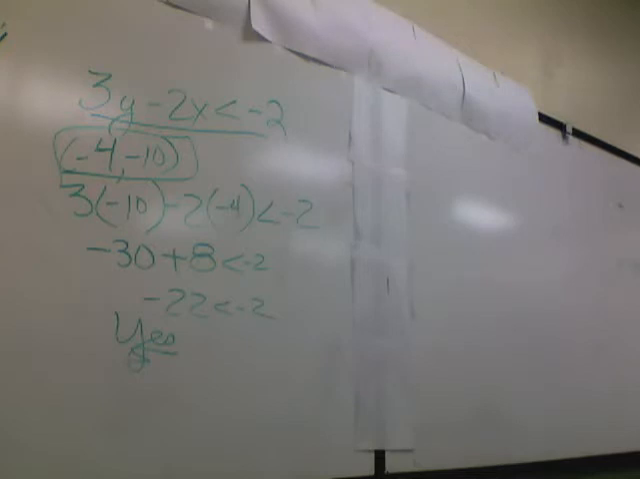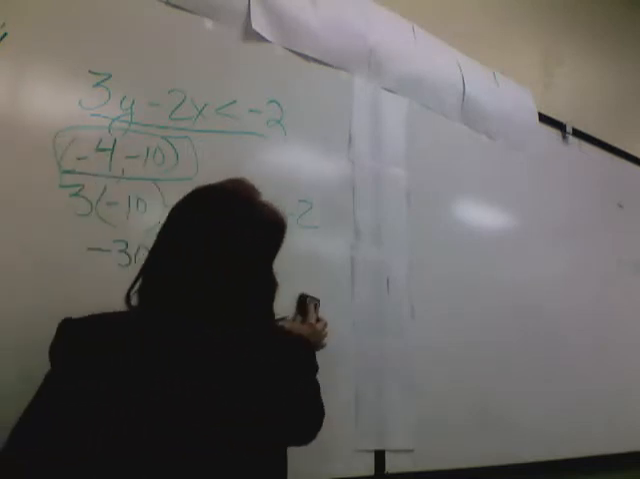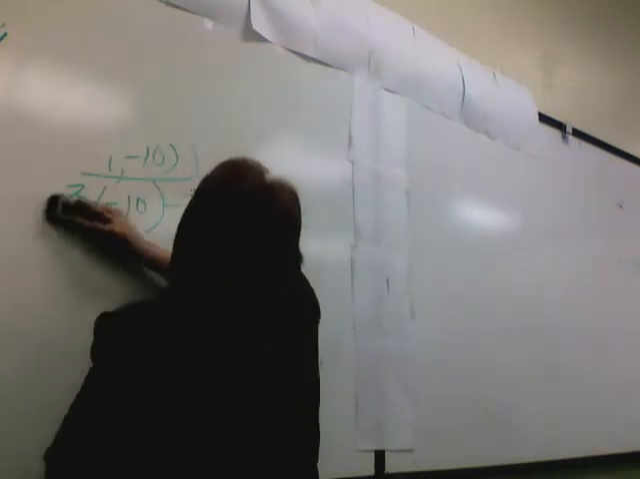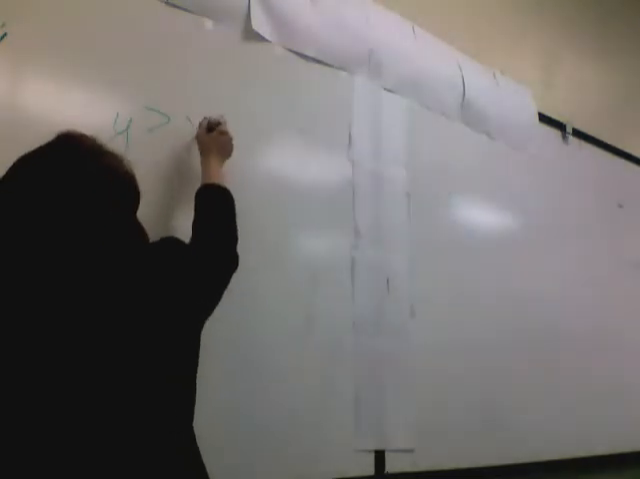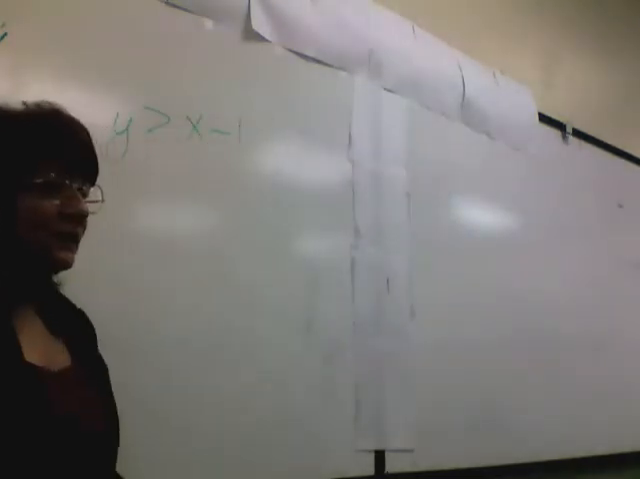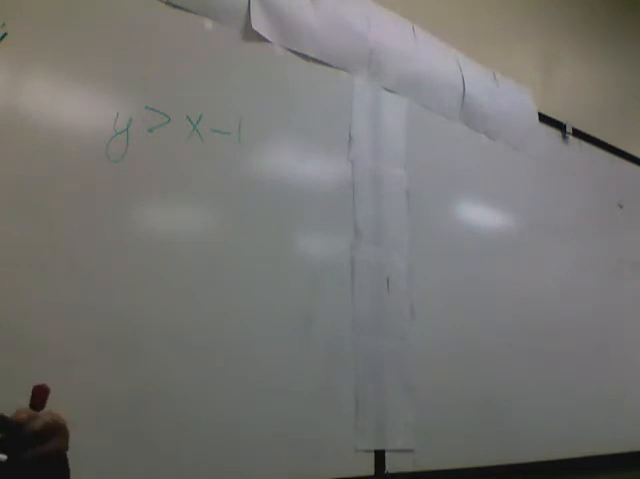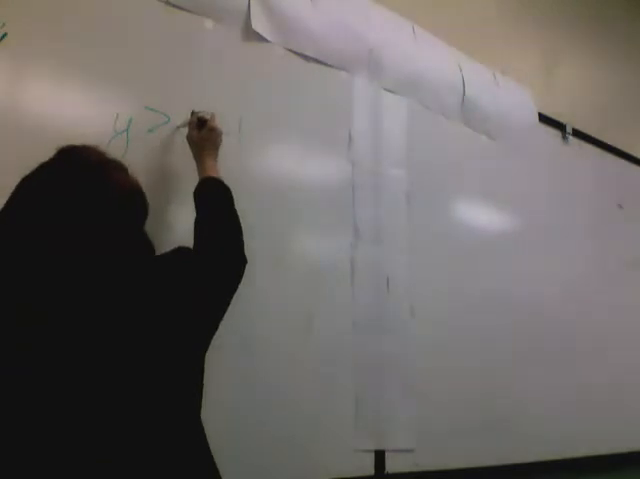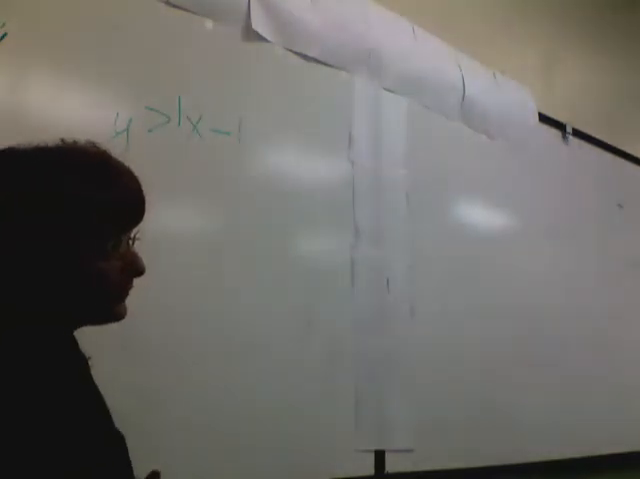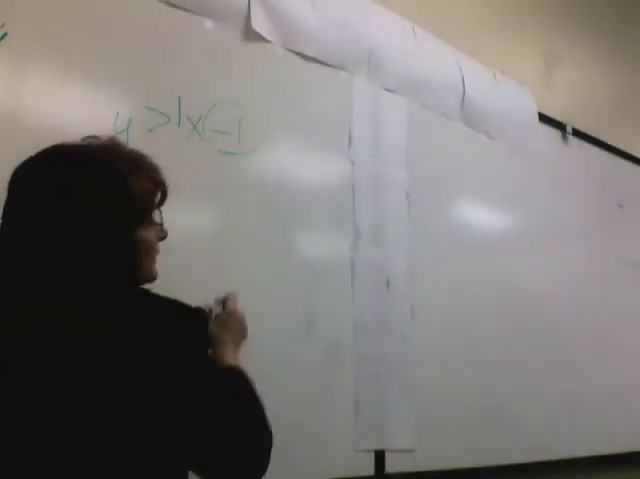Okay, we're going to graph some inequalities. We have y is greater than x minus 1. Let me erase this. Y is greater than x minus 1. If this were an equation, what would the slope be? 1. Slope is 1. And the y-intercept? -1. So we want to take care of the y-intercept first.